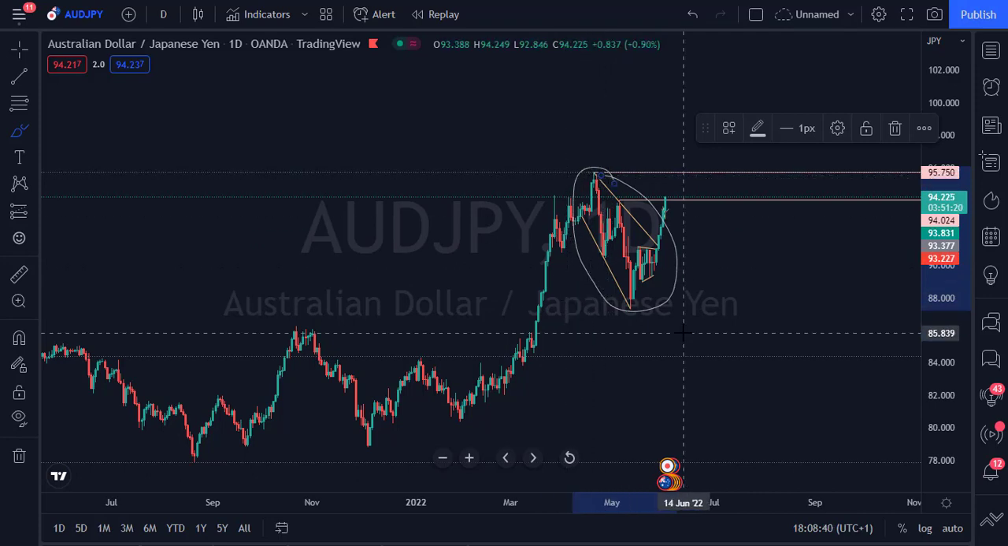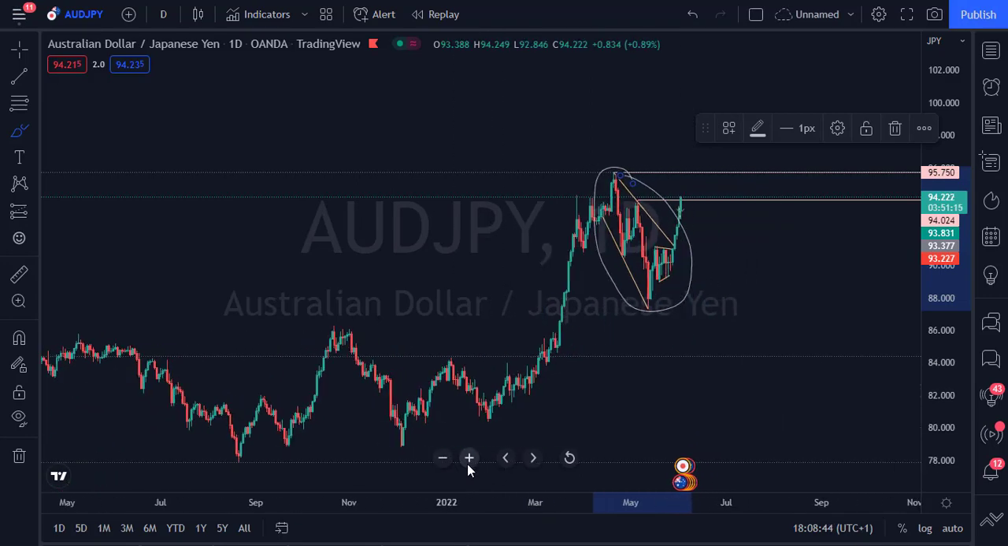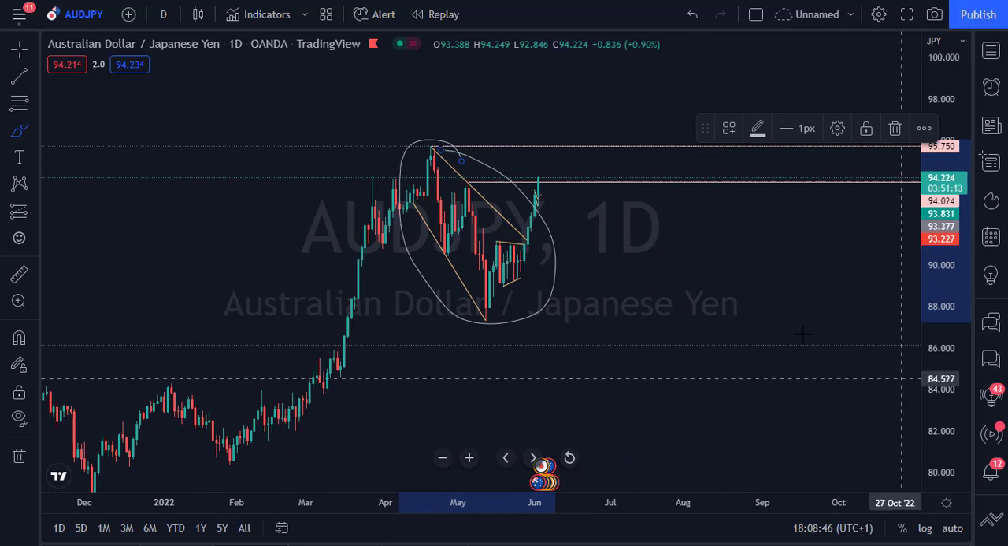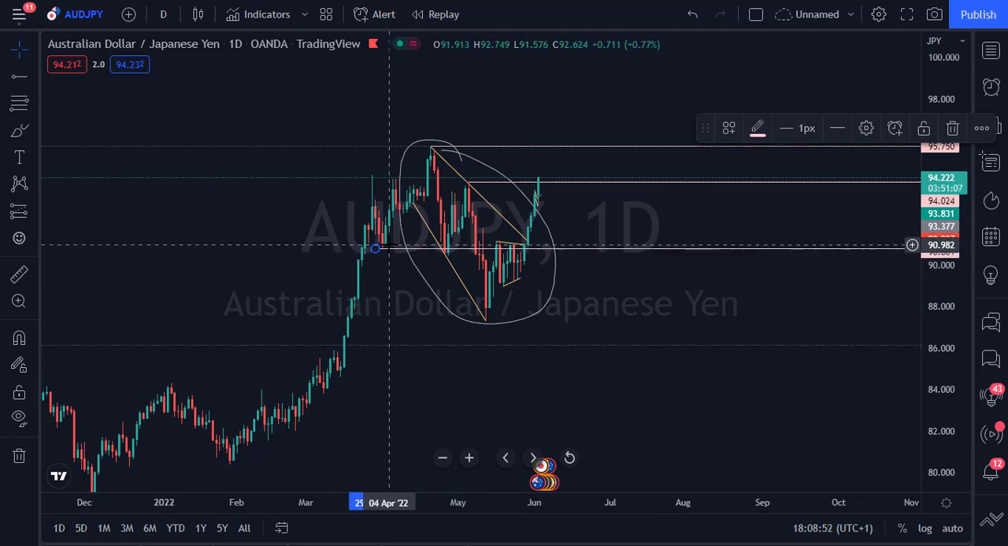So the way I like to look at the market is as such. Look at this now. You could actually see this as a double bottom from here. So this became a very relevant area to look at, and you'll find out what the market is going to do.